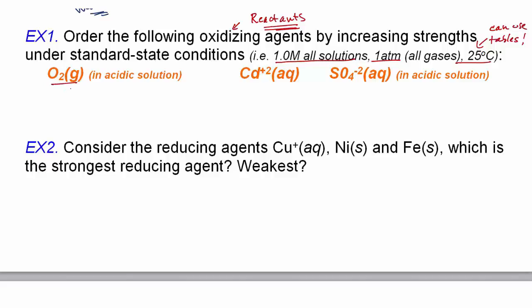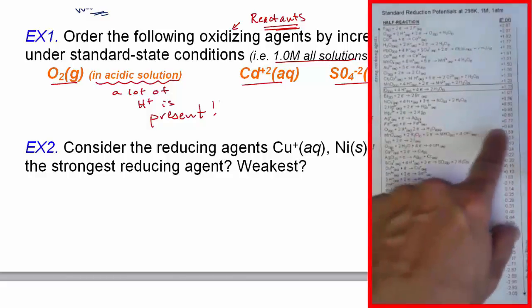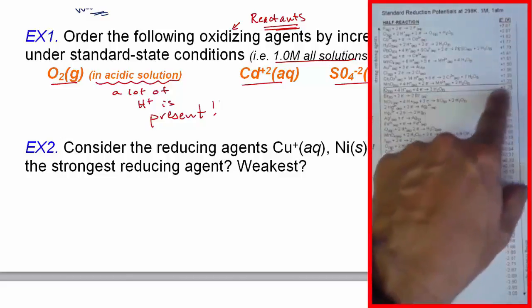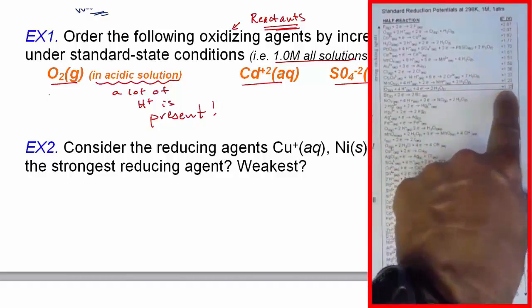So let's find oxygen on the reactant side. Write down its potential. Cadmium, sulfate. And this part about in acidic solution, that just means a lot of H plus is present. And that's kind of supposed to help you find the appropriate half reaction. So oxygen in acidic solution. So here's oxygen gas, but a better one is up here. It's even more positive. Oxygen gas in acidic solution. So let's pick this one. Positive 1.23 volts.